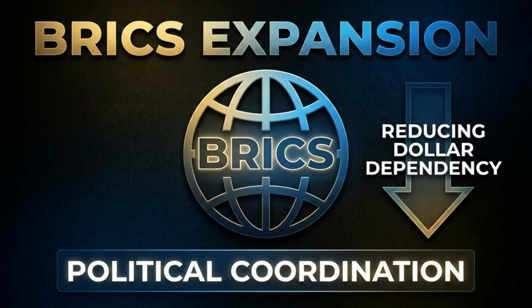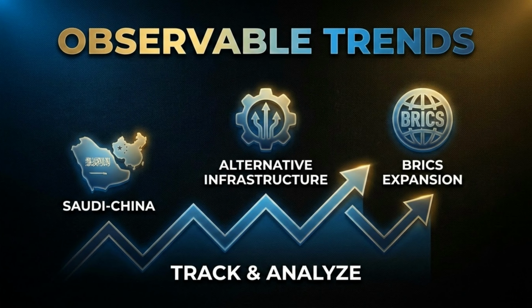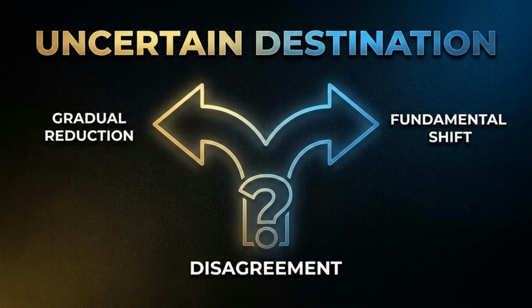The expansion of BRICS membership indicates growing political coordination around the objective of reducing dollar dependency, even if the current transaction data shows limited practical progress toward that objective. These are observable trends. They are worth tracking carefully and analyzing precisely. And the honest answer is, the direction is observable in the data. The pace is genuinely uncertain.